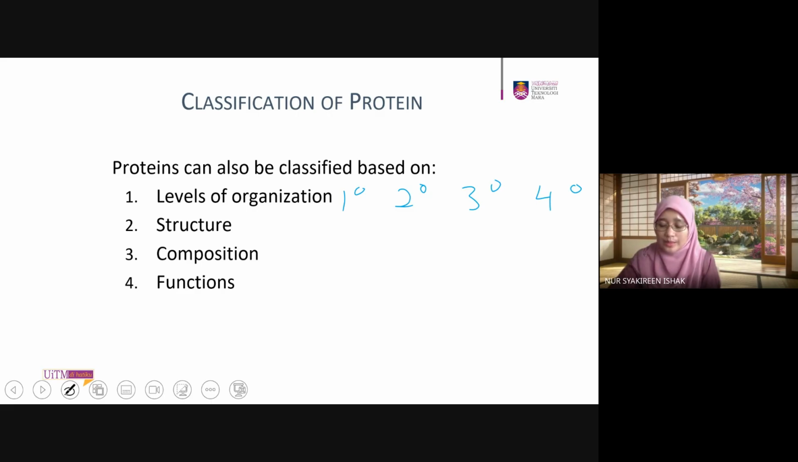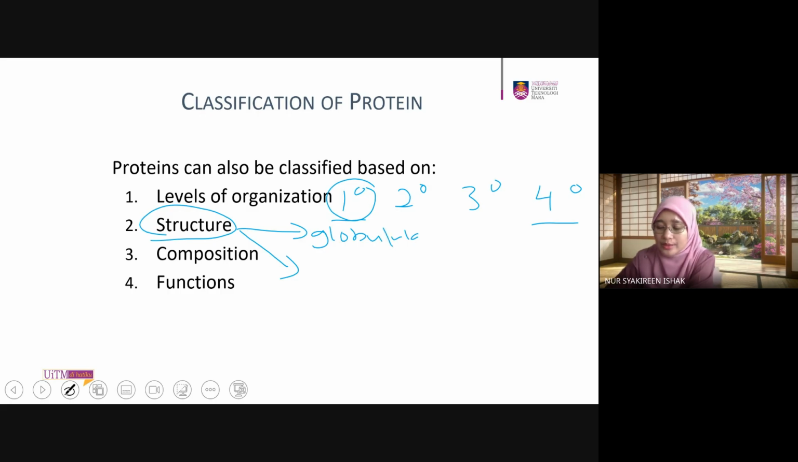So, levels of organization. All proteins must start with the primary structure, but not all proteins will have a quaternary structure. Protein can also be classified based on its structure. For this one, the protein can be a globular protein.